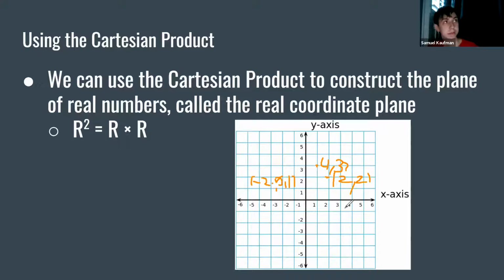So what we can do is use the Cartesian product to create this coordinate plane. So we can think of the coordinate plane as a Cartesian product of the real numbers times the real numbers. So remember, the real numbers are what we have on the x-axis, just all the numbers, and the same thing on the y-axis. And if we do the Cartesian product of this, we're going to get every possible pair of real numbers, which happens to be the same set of numbers that we have on the coordinate plane. So this is how we can construct the coordinate plane without having to draw anything. Any questions about that? All right, we will keep going.